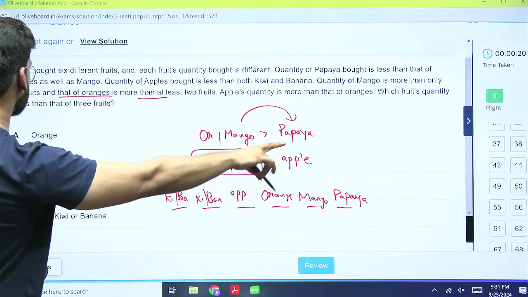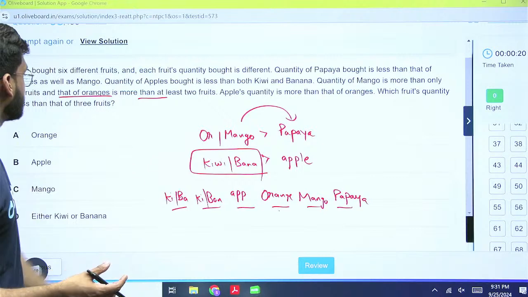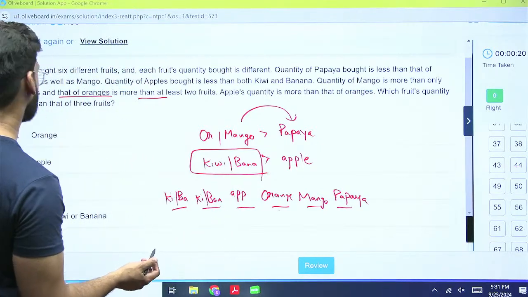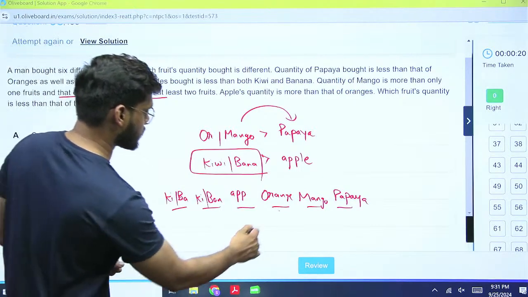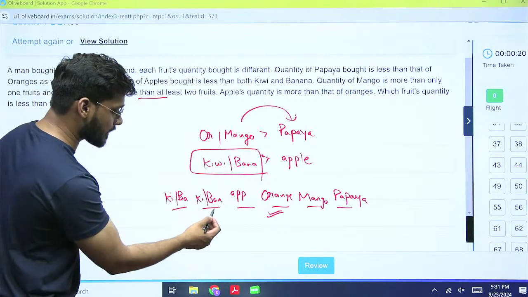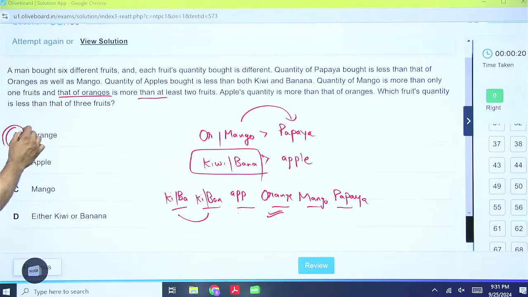Which fruit quantity is less than that of 3 fruits? Orange. Orange's quantity is less than that of 3 fruits. That is kiwi, banana, 2 fruits, and apple. So the answer should be orange, option number A. Are you guys getting the point?